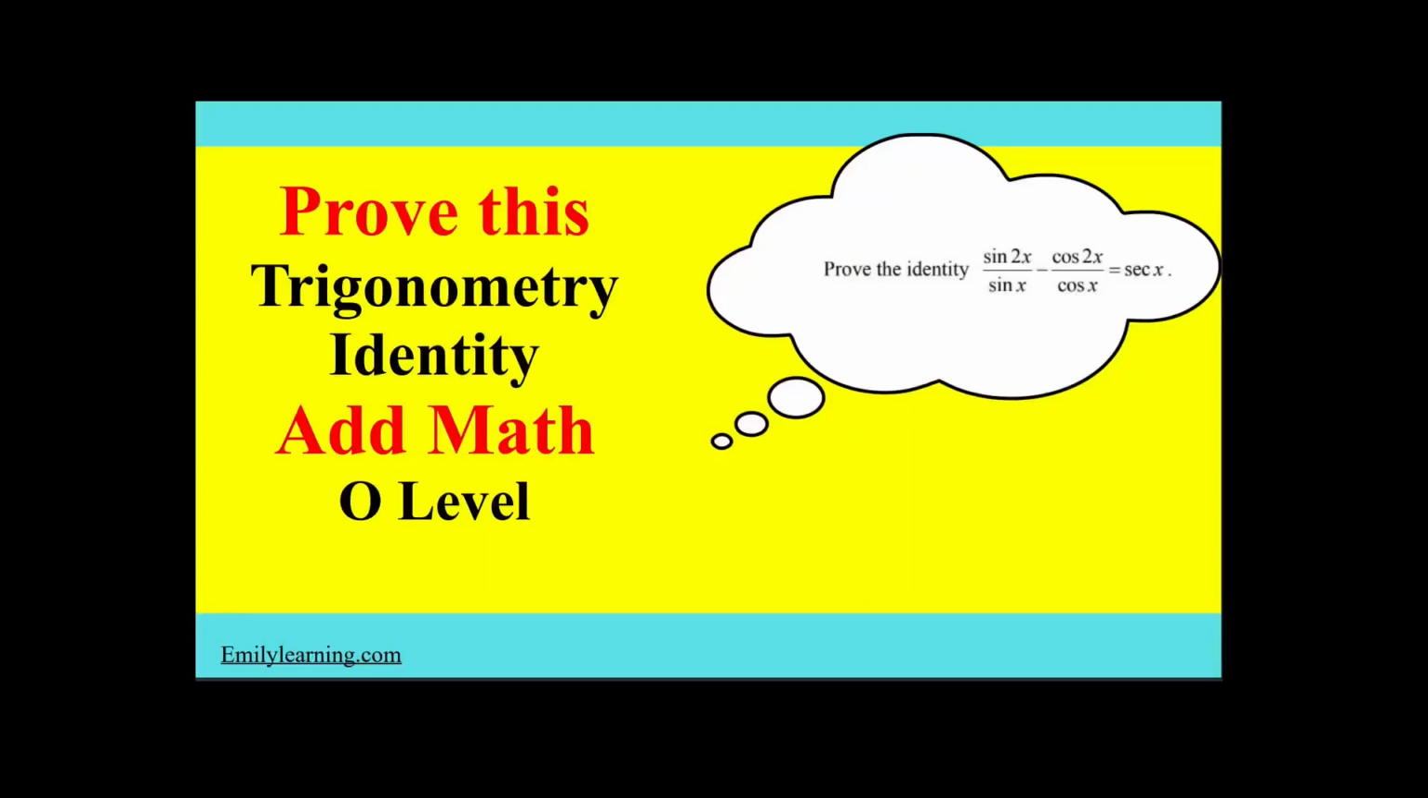In this video, we'll be looking at how to prove this trigonometry identity: sine 2x over sine x minus cosine 2x over cosine x equals secant x. Proving trigonometry identities is a common question in the O-level additional math exam. So let's get started.